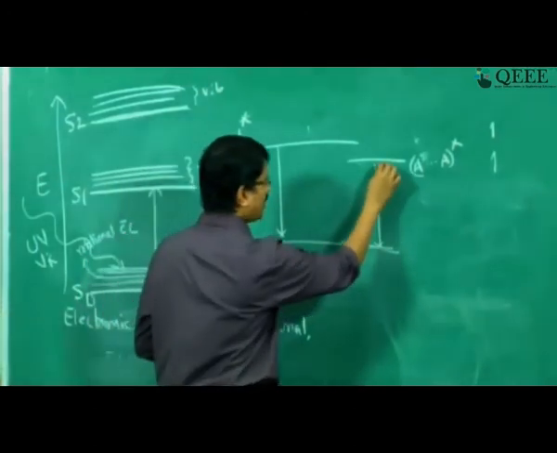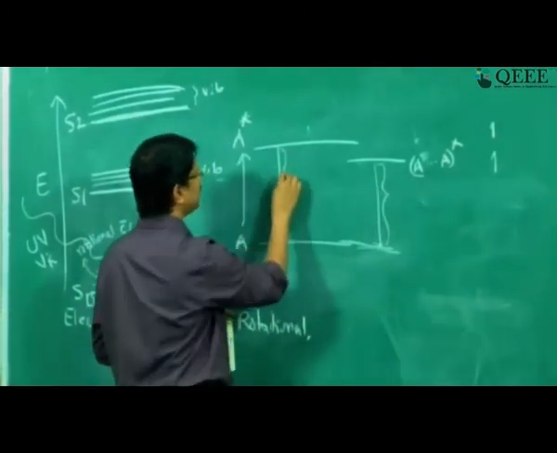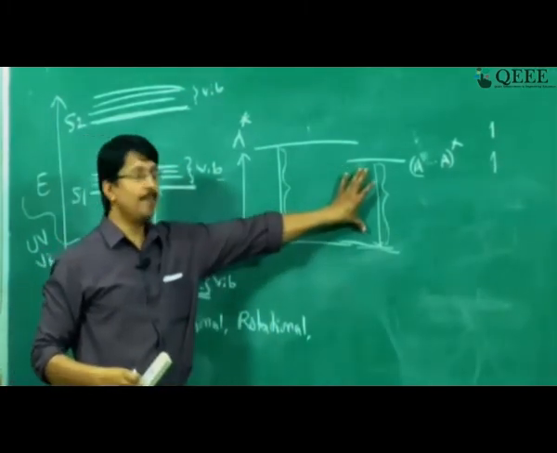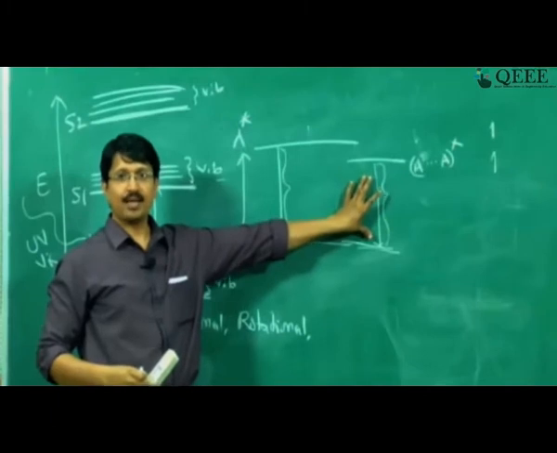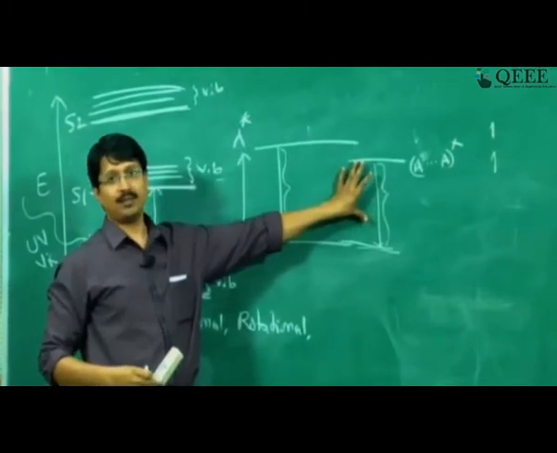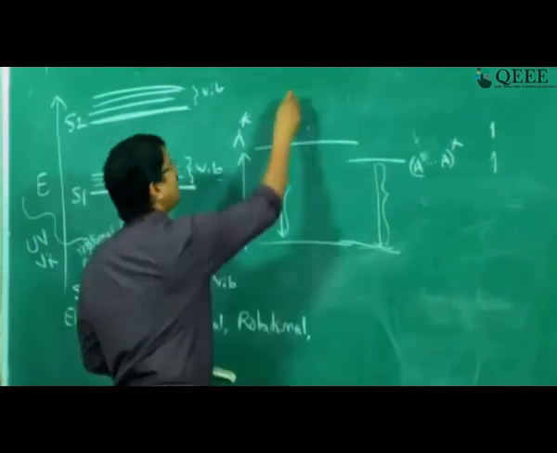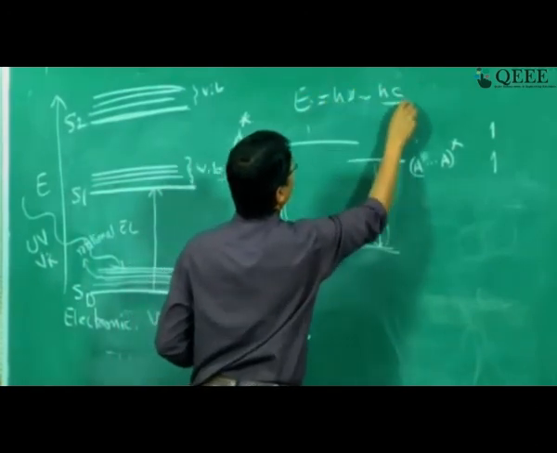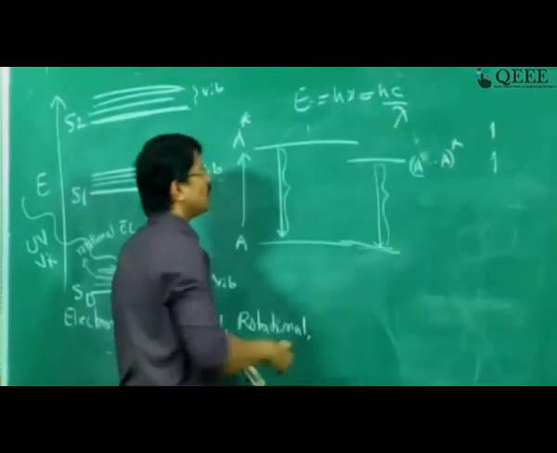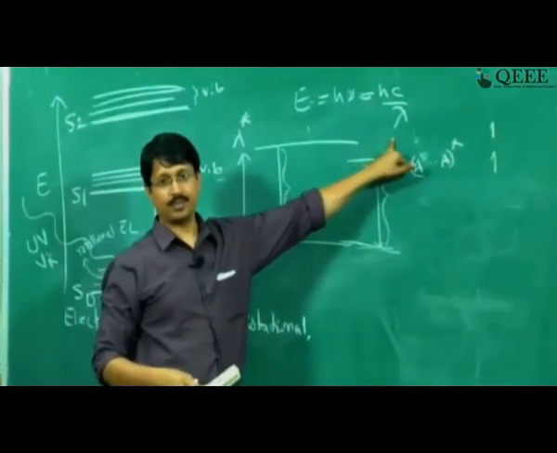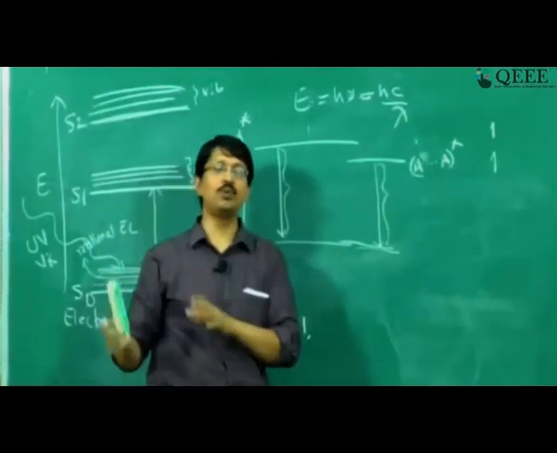Now the question was, compare this emission to this emission. It is clear this emission energy is less. If this emission energy is less, what will happen to the lambda? Energy and lambda are inversely proportional. E is equal to h nu, which is hc by lambda. So energy decreases, lambda increases. So the answer is it will shift to higher wavelength.